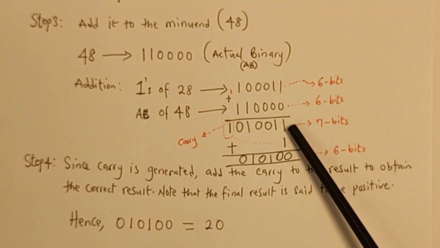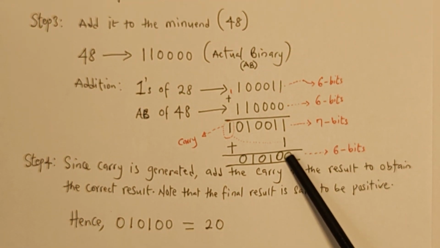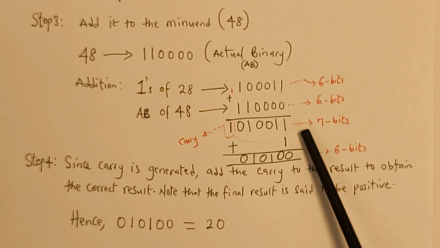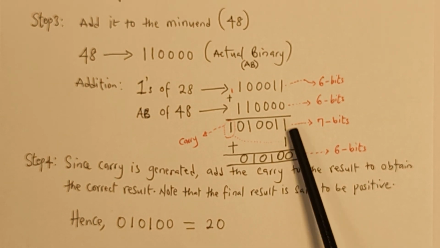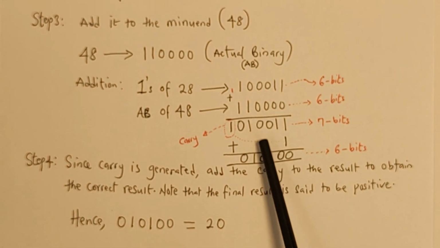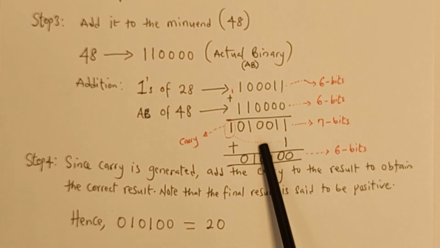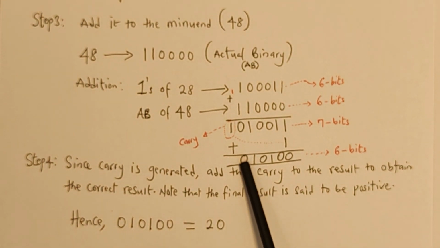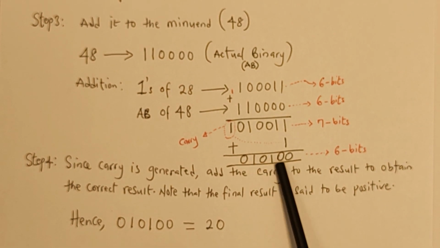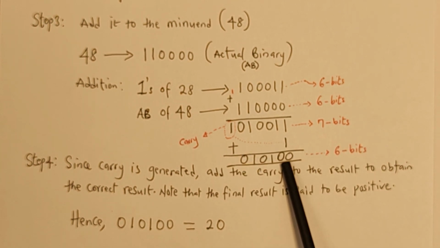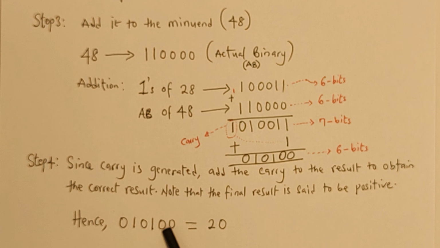So in that case, 1 plus 1 is 0 with a carry of 1. You put the carry at this place. 1 plus 0 gives you 1. 0 plus 0, you bring the 0 down since there's nothing. You do the same for the remaining bits. At the end of the day, we get 0 1 0 1 0 0, which is 6 bits. If you convert this into decimal, you get 20. So 0 1 0 1 0 0 is equal to 20.